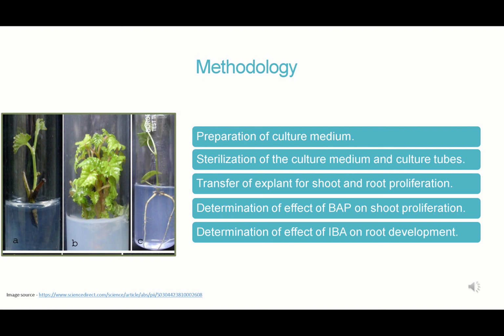The fourth step is determination of the effect of BAP on shoot proliferation, and it is determined based on parameters like shoot length, number of days taken to shoot, and the number of shoots. The fifth step is determination of the effect of IBA on root development, and it is determined based on parameters like root length, number of days taken to root, and the number of roots. In this picture, we can see the developing shoot from the culture medium in the first tube, and we can see fully developed shoot in the second culture tube. And in the third picture, we can see developing root in the rooting medium.